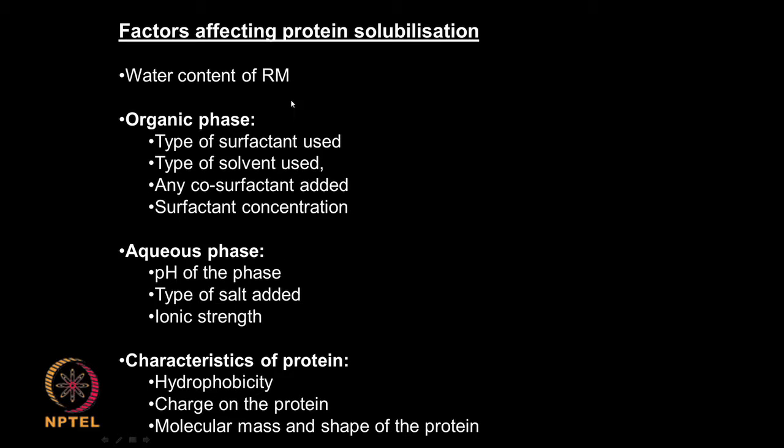What are the factors that affect protein solubility? The water content in the reverse micelle, the type of organic phase, the type of aqueous phase, and the characteristics of the protein also come into the picture. For the organic phase: type of surfactant, type of solvent, any co-solvent used, surfactant concentration. For the aqueous phase: the pH, type of salt used, ionic strength. For the protein: whether it is hydrophobic or hydrophilic, charge on the protein, molecular mass, that means how bulky it is, and shape of the protein.